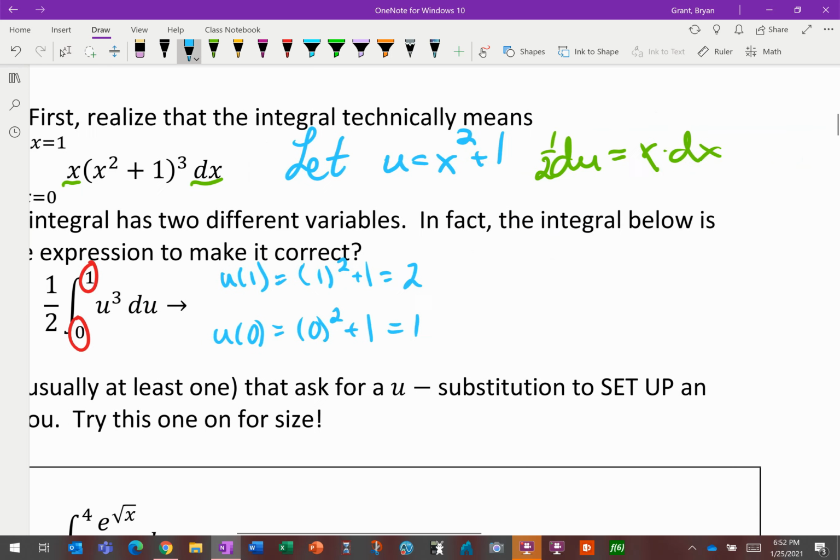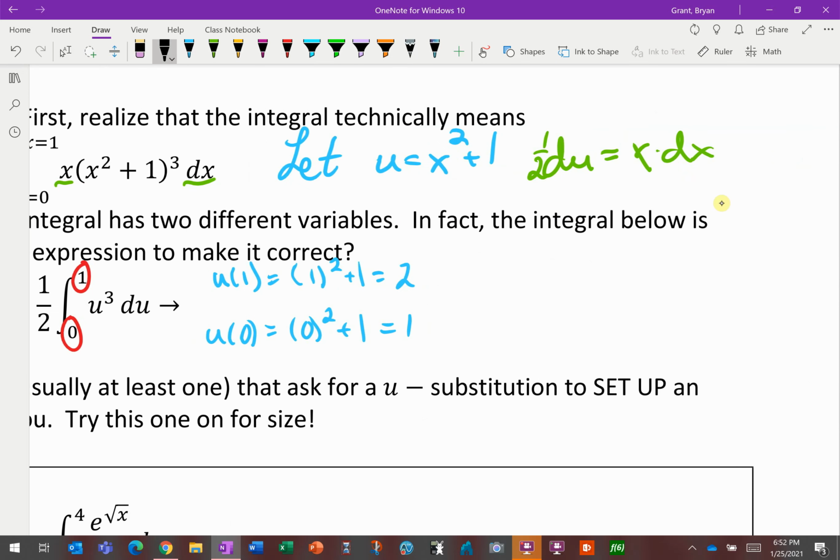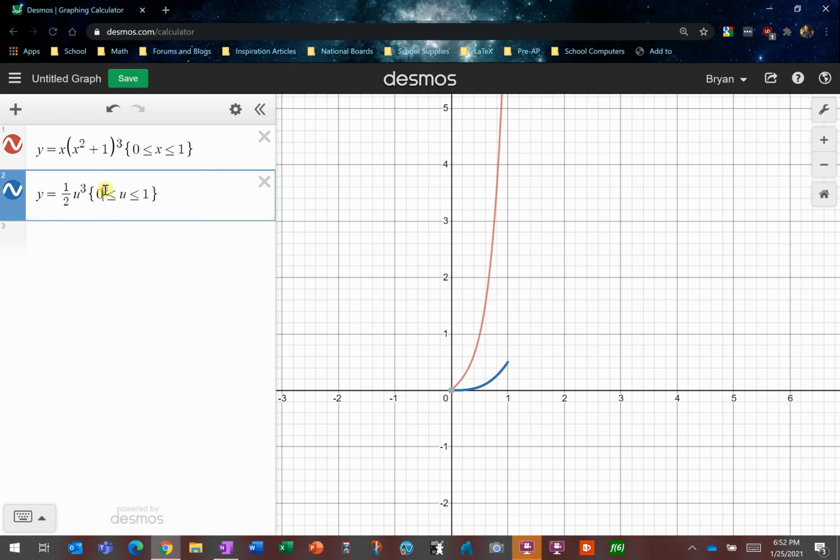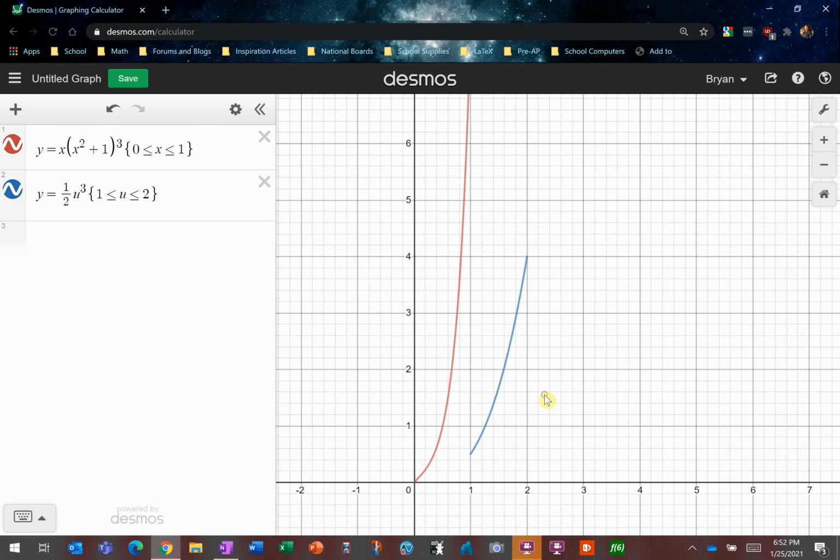So in actuality, this integral should say, and I'll put the 1 half inside for now, just so we can compare the graphs, 1 half u cubed du from 1 to 2. And now let's look at those graphs again. So let's say I went from 1 to 2. Now we have a much better area comparison.